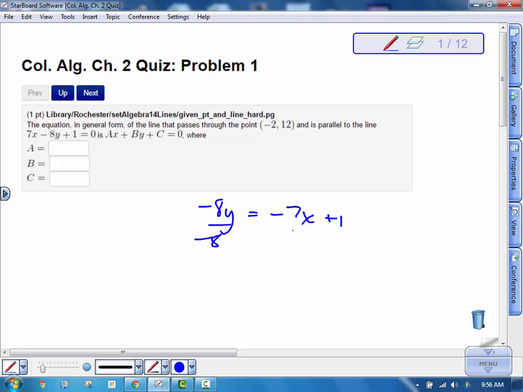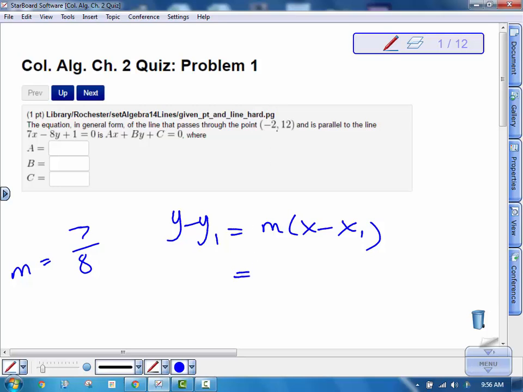And then if we divide both sides by negative 8, that gives us the slope, which is right here, as 7/8. I want that same slope because mine's parallel. If it was perpendicular, you'd do negative 8 over 7. But that's the slope I want. I'm going to plug this into y equals mx plus b form, so I'm going to do actually point slope form.